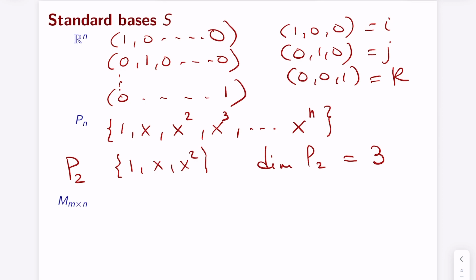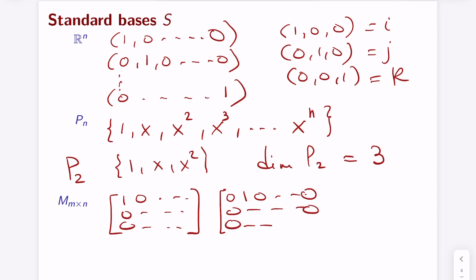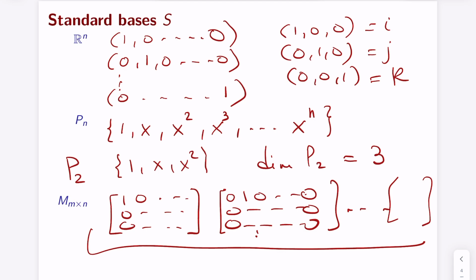In the matrices, same thing. If we have a matrix of dimensions m by n, a standard basis is going to put a 1 in the first entry and everything else 0. And then you are moving the 1: you put 0, 1, everything else 0, then 0, 0, everything 0, and so on until the last one. You can see that there are many matrices here, right? So you can count how many: in this basis there are m times n matrices.